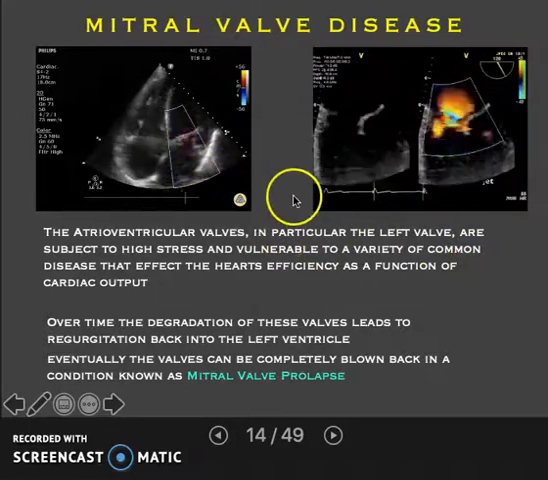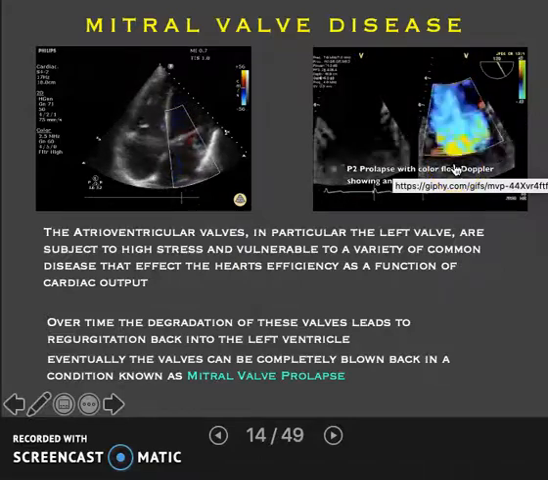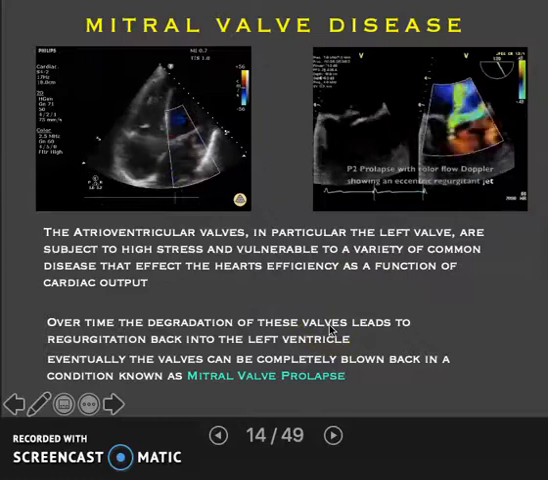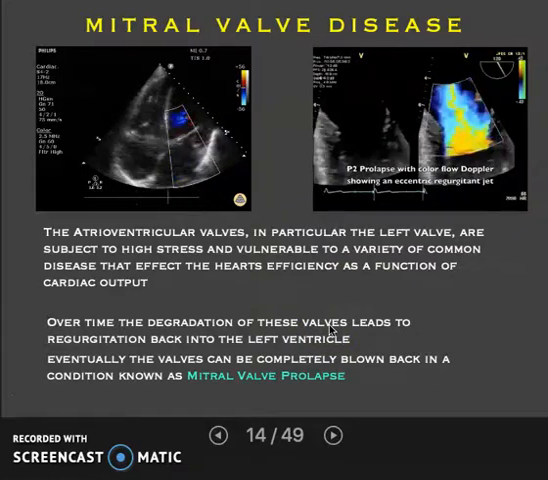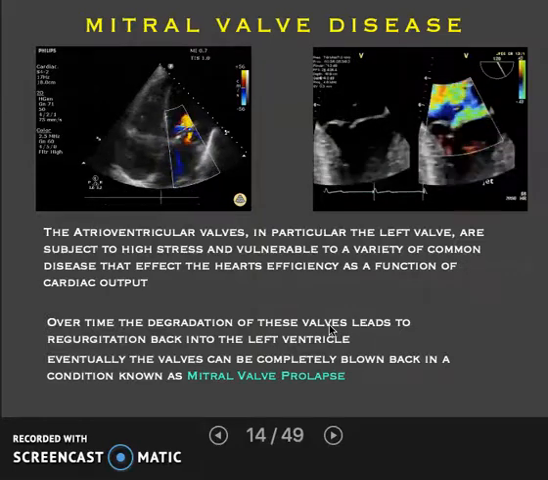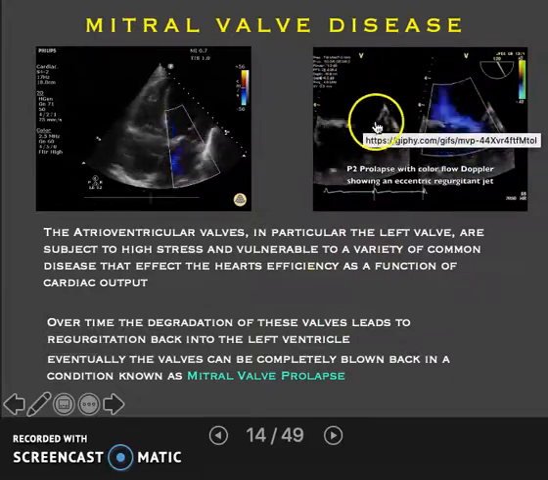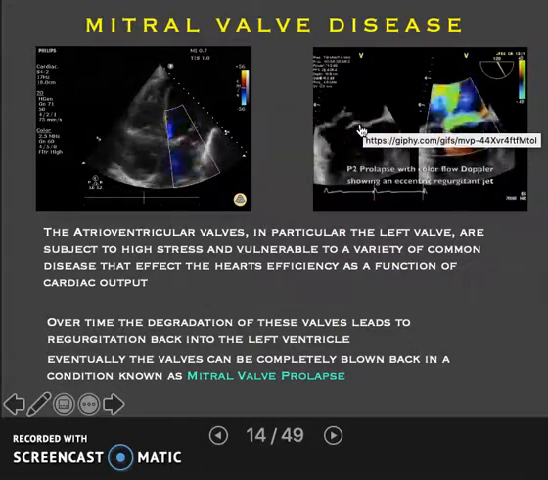Worst case scenario is that the chordae tendineae and the valves have become so damaged that you have what's called a prolapse. And a prolapse can happen in lots of places in your body, but it's like when things come out where they're not supposed to come out. So mitral valve prolapse occurs when the mitral valves are actually blown back up into the atria.